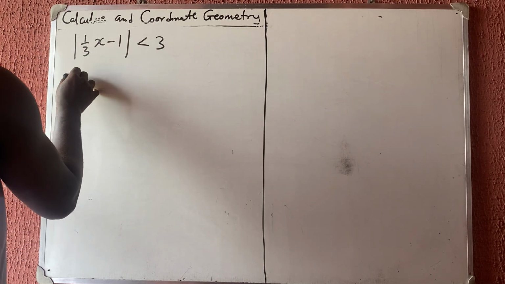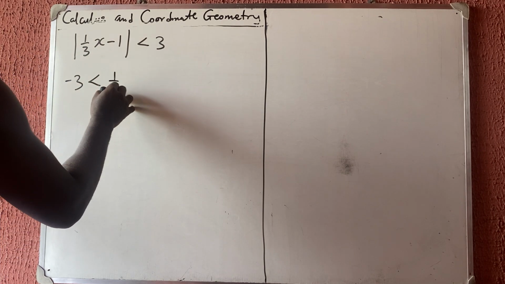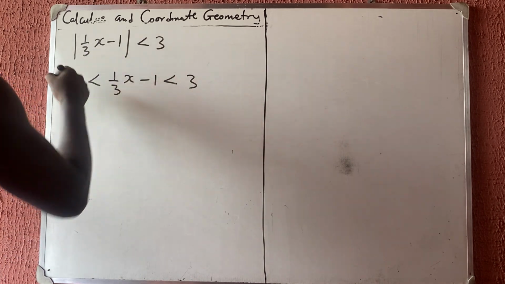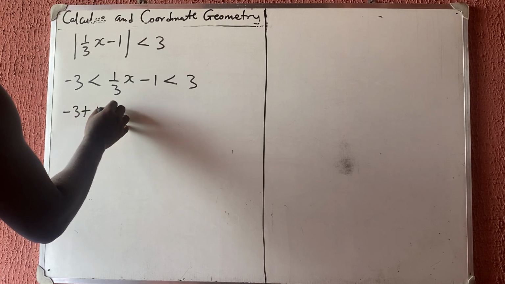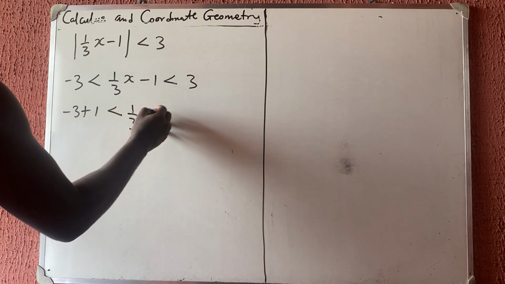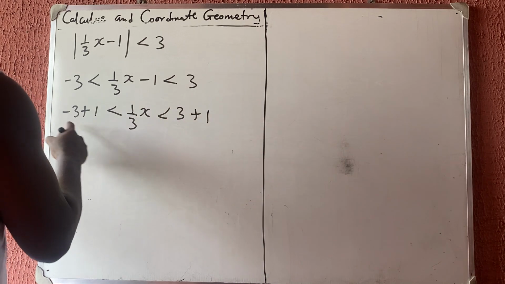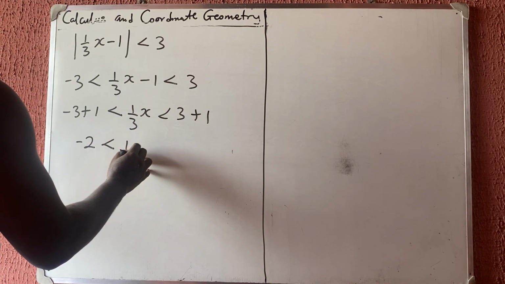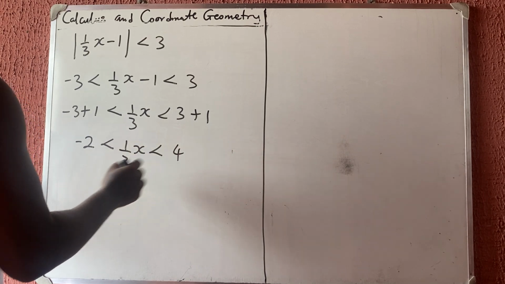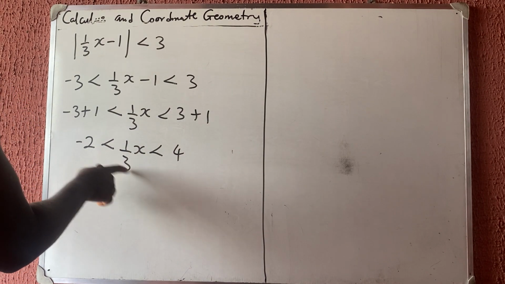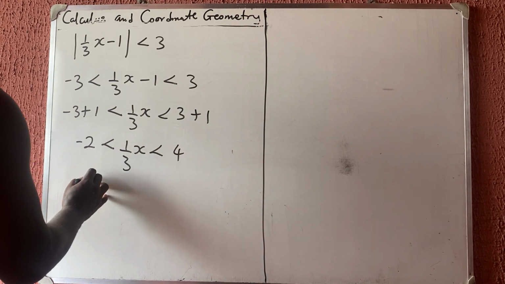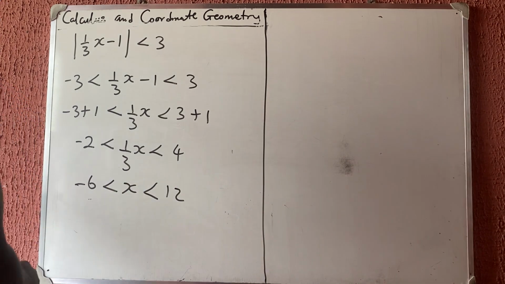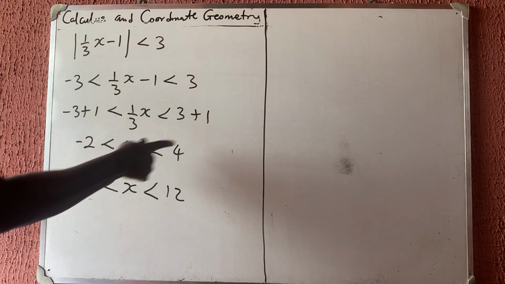Solving this, I'll say that minus 3 is less than 1 over 3x minus 1, which is less than 3. Okay, this one coming here first, I have that minus 3 plus 1 is less than 1 over 3x, which is less than 3 plus 1. So here it will give me minus 2 is less than 1 over 3x, which is less than 4, right? Cross multiply, 3 times this and times this. So 3 times this will give me minus 6 is less than x, which is less than 12. Okay. 3 times 2 is 6, 3 times 4 is 12.